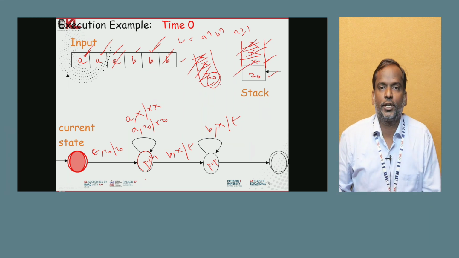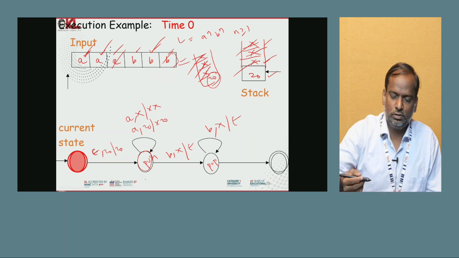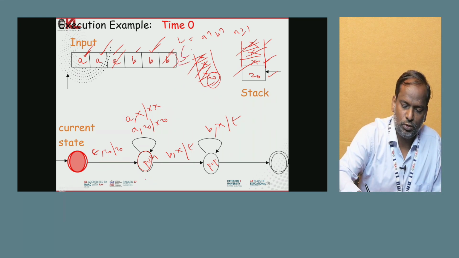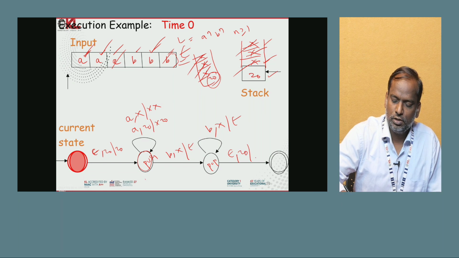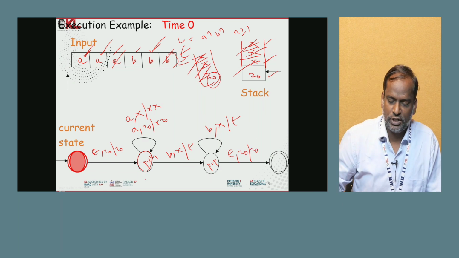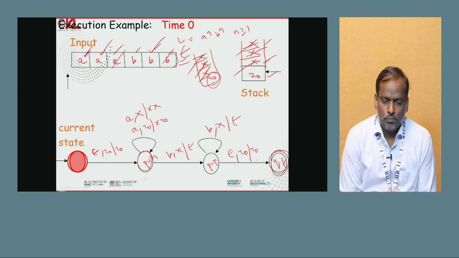Now we reach the end of the string, which means there is no input. So consider epsilon, which means no input. Top of the stack is Z0, so no change on top of the stack. Then go to the final state. Like that we can design a pushdown automata.